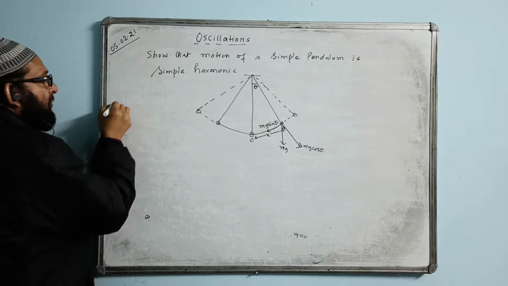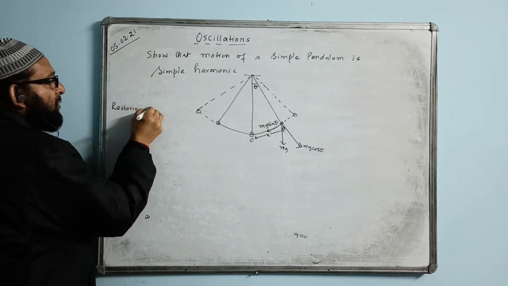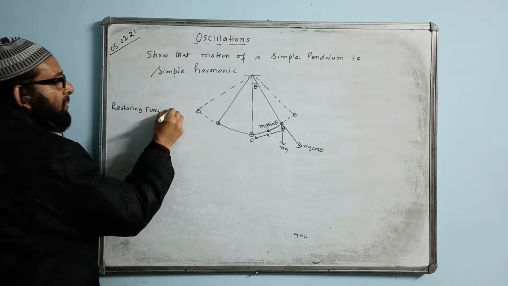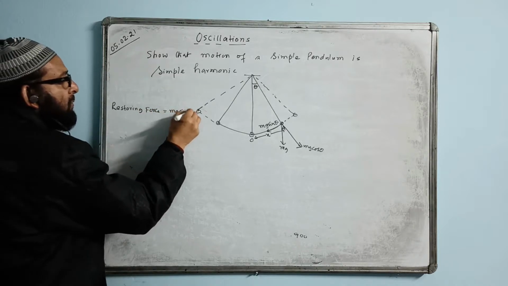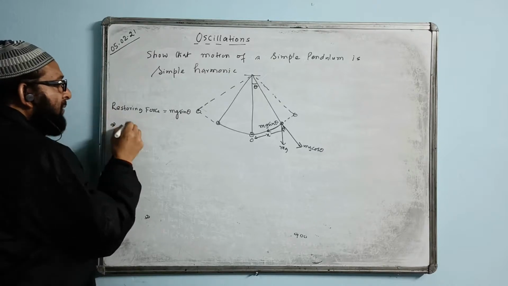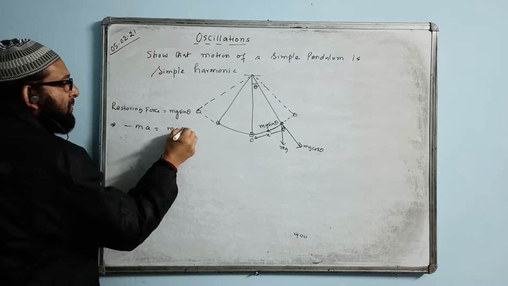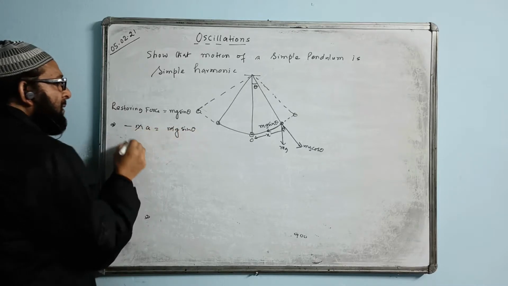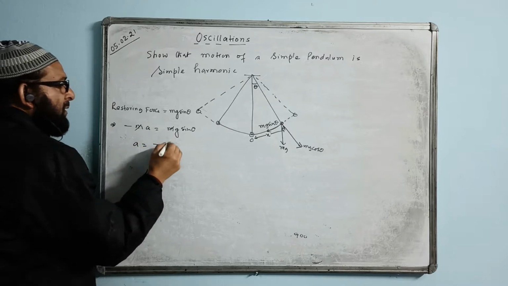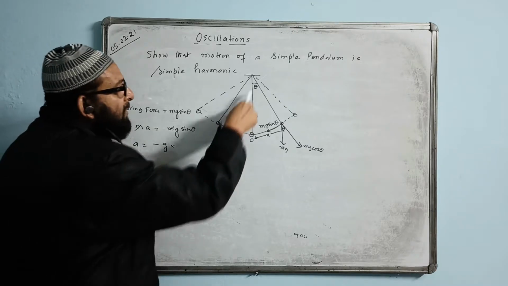This force is called the restoring force, which restores the position. Restoring force is equal to mg sin theta. Restoring force is a kind of retarding force. We write with minus: ma is equal to minus mg sin theta. The m value cancels. You get a equal to minus g sin theta. Now the sin theta formula will apply.